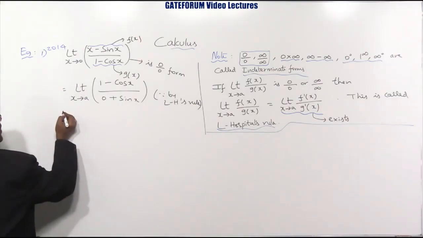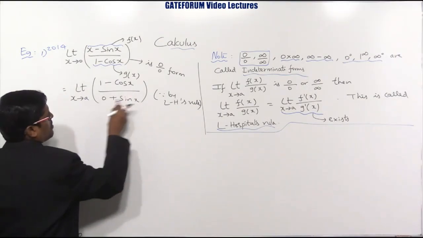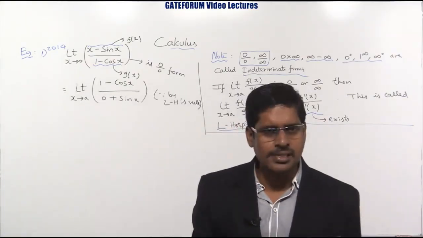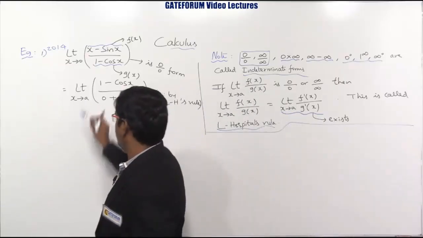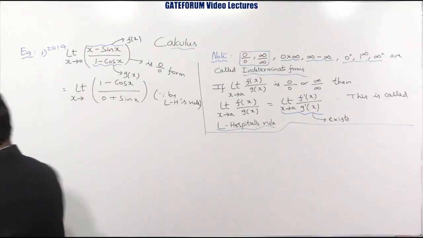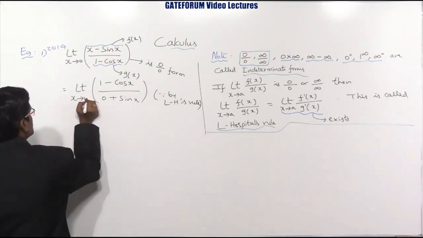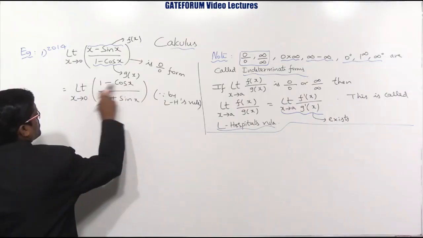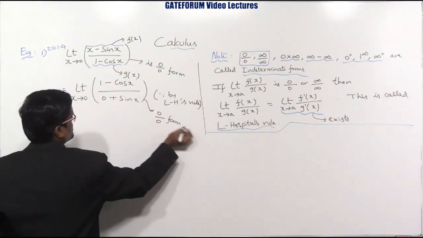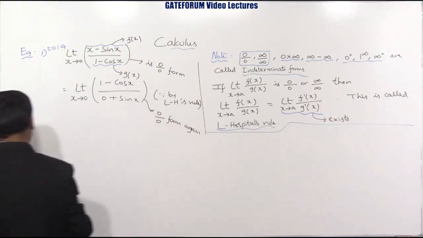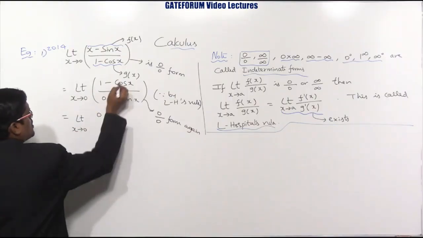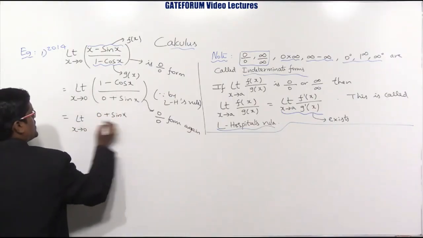Now once again, 1 minus cos x by sin x. Is it any one of the 7 standard limits? It is not there. So as usual, put x equal to 0. cos 0 is 1, 1 minus 1 is 0, sin 0 is 0, again 0 by 0 form. This is a repeated application of L'Hospital rule. So differentiate numerator as well as denominator with respect to x. 1 derivative is 0, minus cos x derivative is plus sin x. Sin x derivative is cos x.